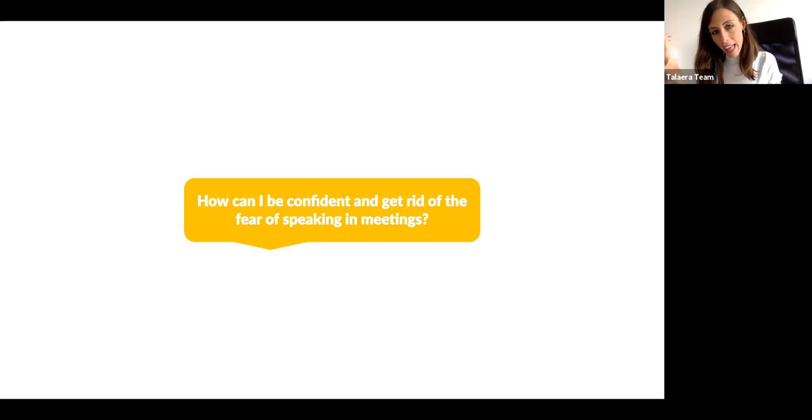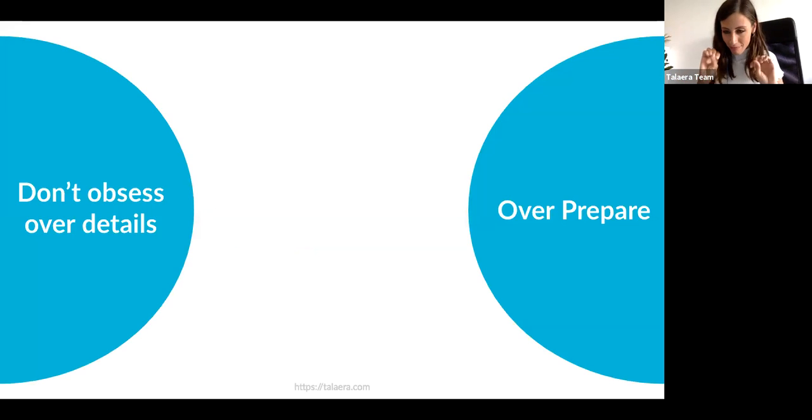But to this question: how can I be confident and get rid of that fear of speaking in meetings? Remember these two. First, don't obsess over details. Seriously, it's okay if you say on instead of at, or if you just don't remember the word, it's okay. It's really okay. Don't obsess over the small things, and remember that everyone makes mistakes. I make mistakes, all native English speakers make mistakes. And if you're not a native speaker, people understand. They understand, so don't worry about that.